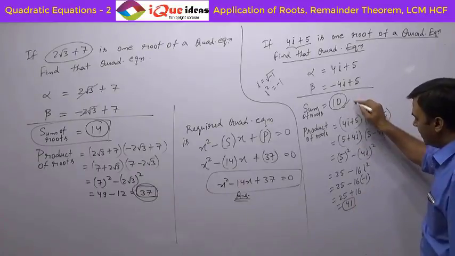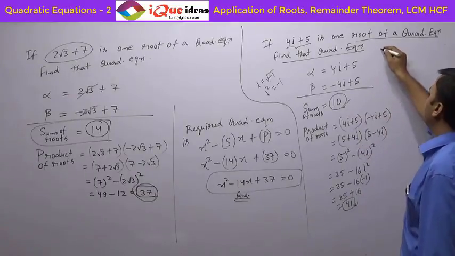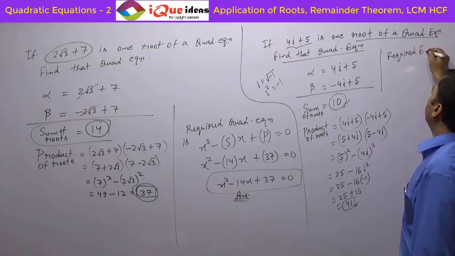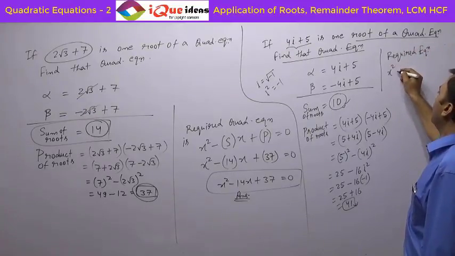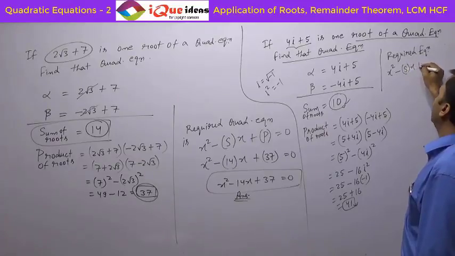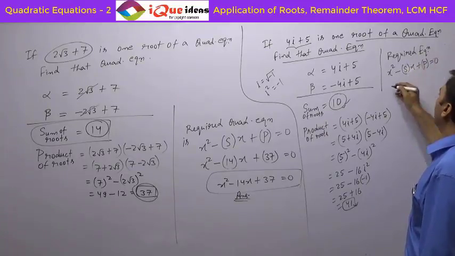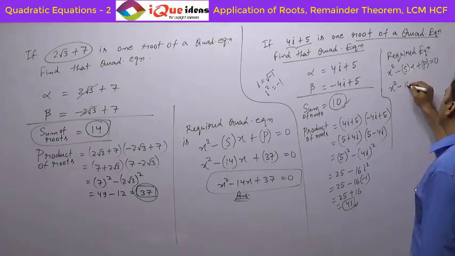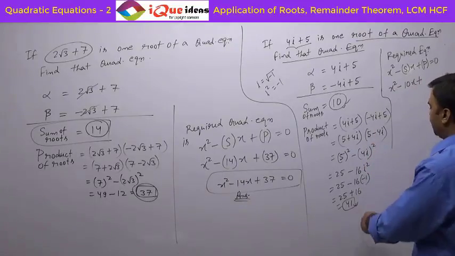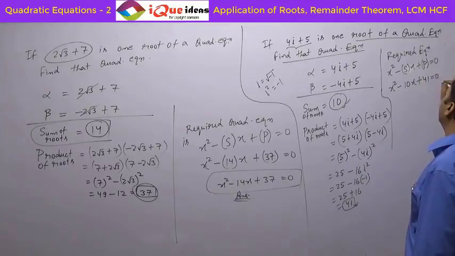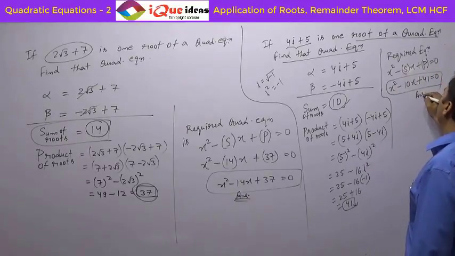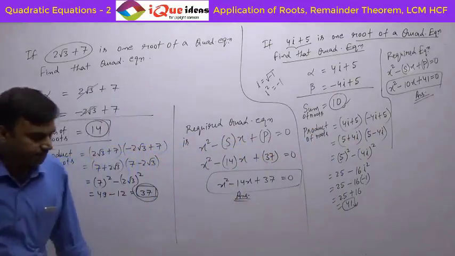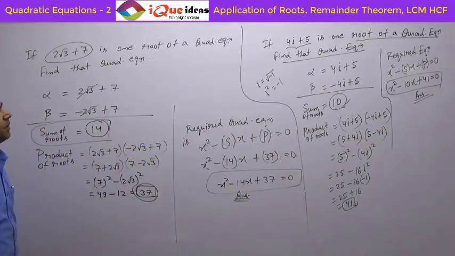So the sum is 10, product is 41. So the required equation is given as x square minus the sum of roots into x plus the product of roots equal to 0. So it is x square minus, the sum of roots is 10, so 10x, plus the product of roots is 41, so plus 41 equal to 0. Right? This is the required answer. Okay. Now let's take a couple of more questions and then we'll go to the next part.